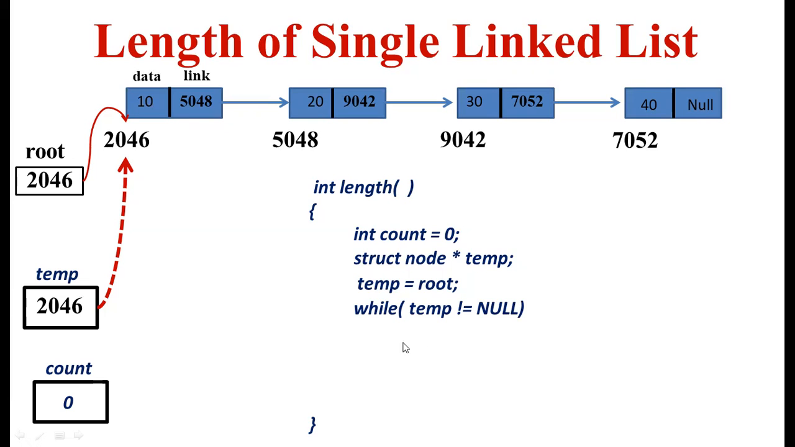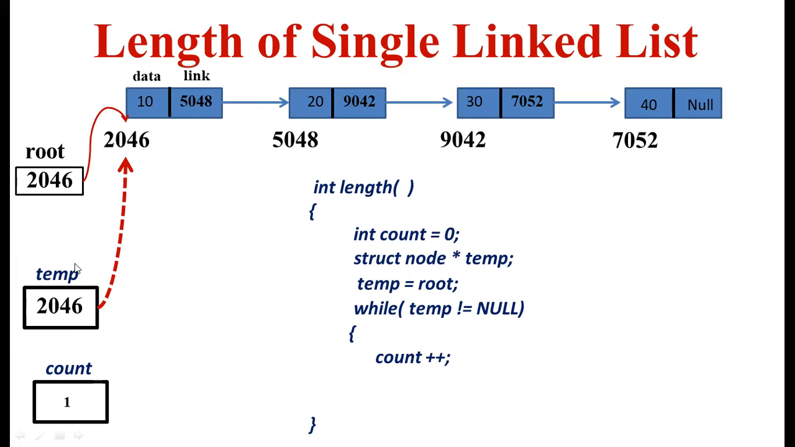So here temp is not equal to null. Yes, what is the temp value? Temp value is 2046. That means a node is there, so it is already connected to one node. So we have to increase the count value. Now the count will become count plus plus, so the count value becomes 1.